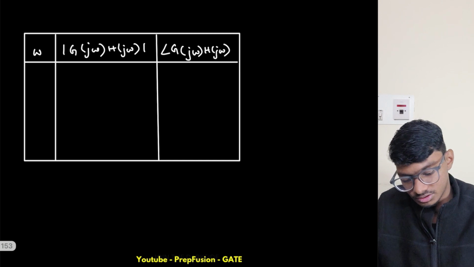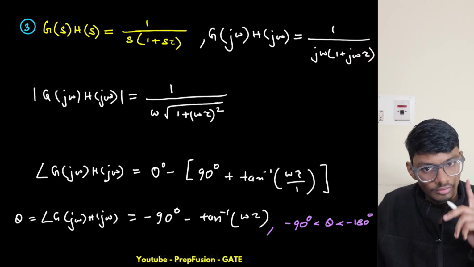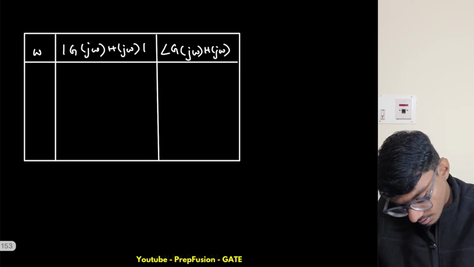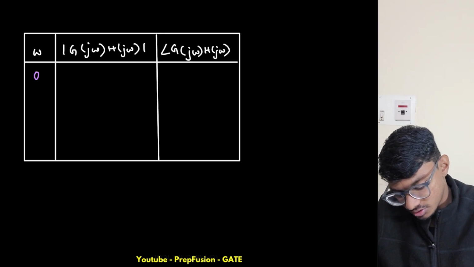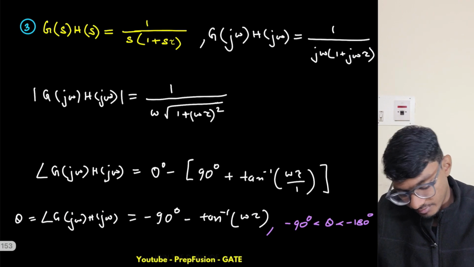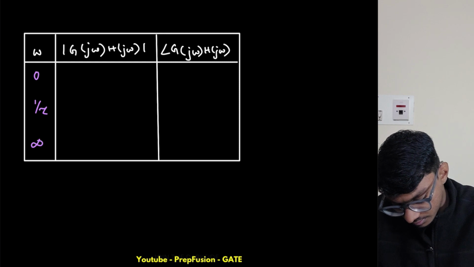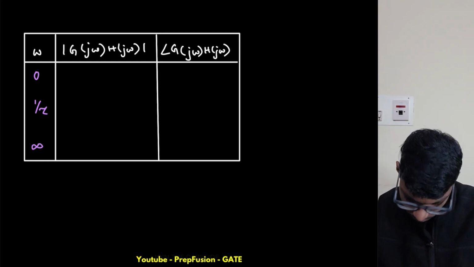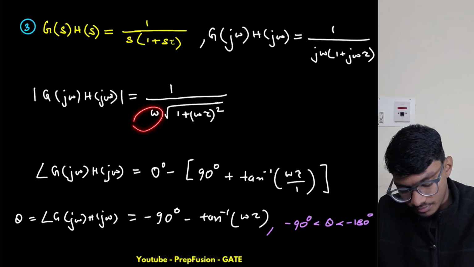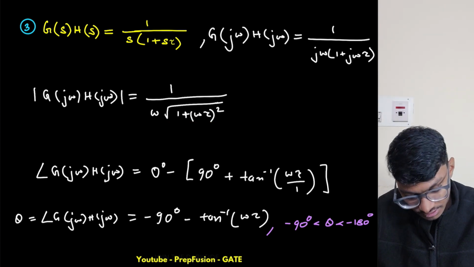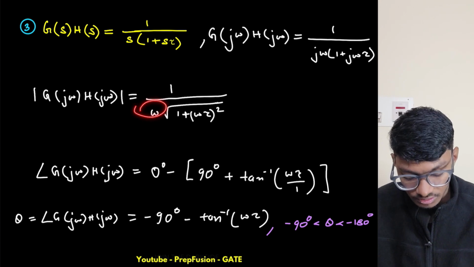So again, let's do the table, and again I will choose the third point as 1 by tau, because this will get cancelled and I will be left with 1 only. So omega is 0, 1 by tau, and infinity. What is my magnitude of g of j omega? If I put omega equals 0, this is finite, this becomes 1 plus 0, that is fine, this becomes 1. But this becomes 1 by 0.